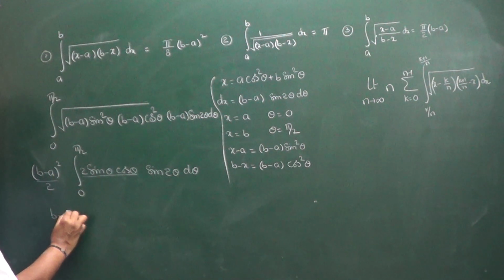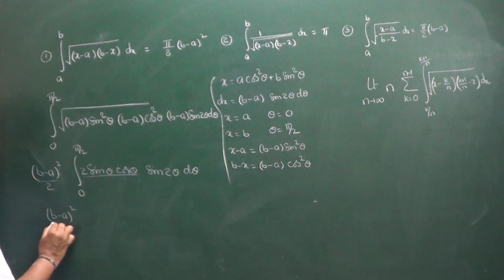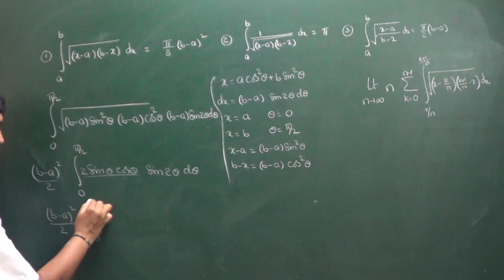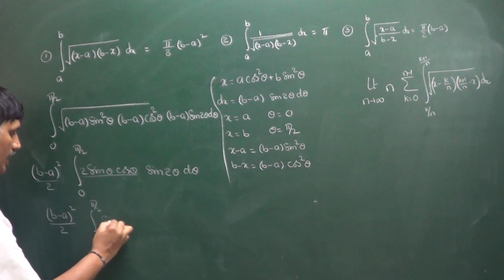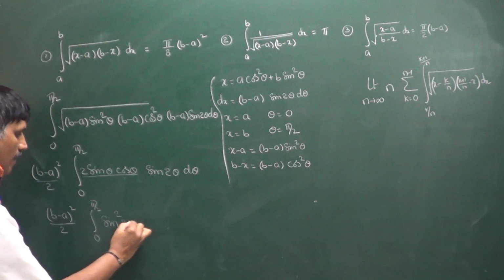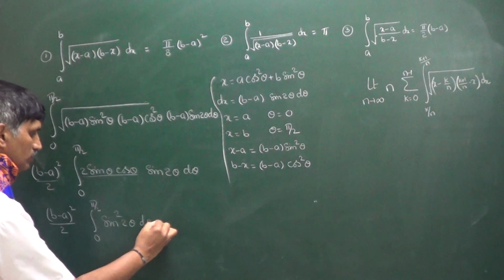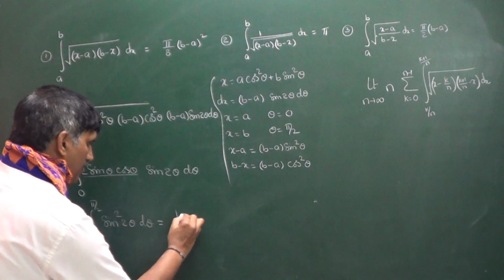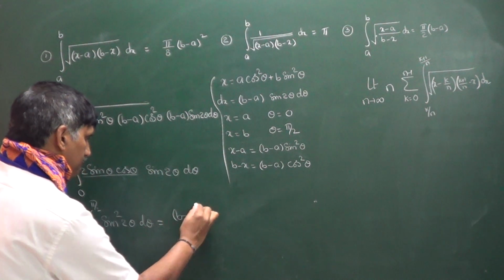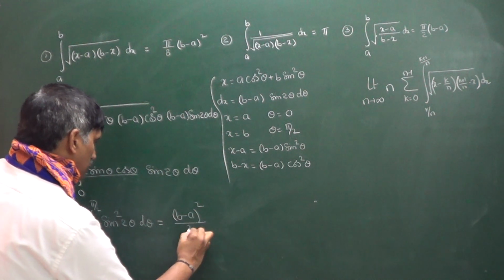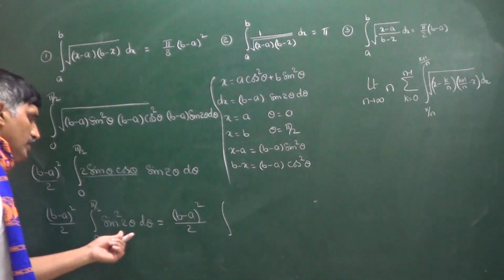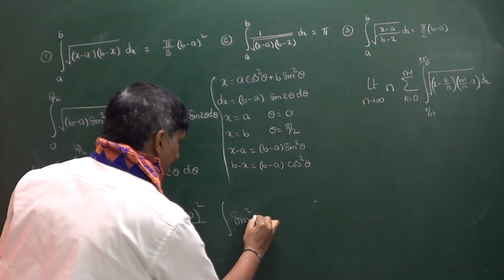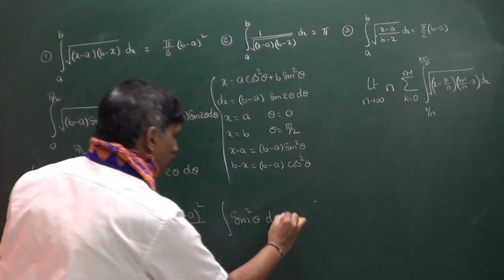That's why we are getting (b minus a) whole square divided by 2 into integral 0 to pi by 2 sin square 2 theta. Come on, as we discussed earlier, I want to remove this 2 theta. Observe here, (b minus a) whole square divided by 2 into, in place of 2 theta I want to write theta, then sin square theta. Then what to do?